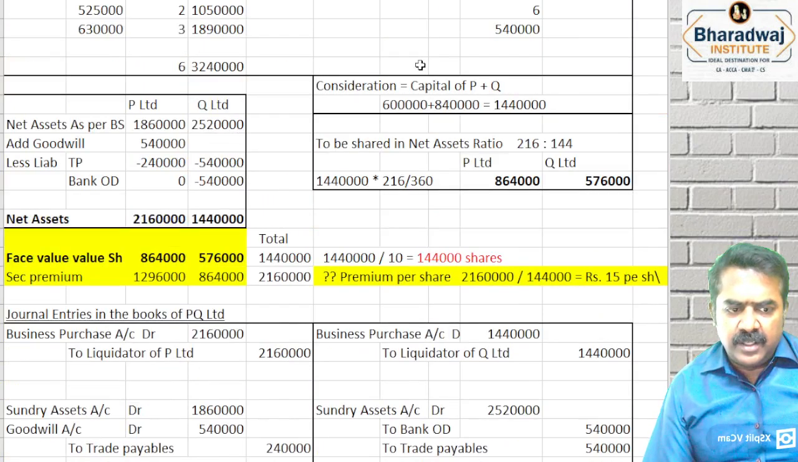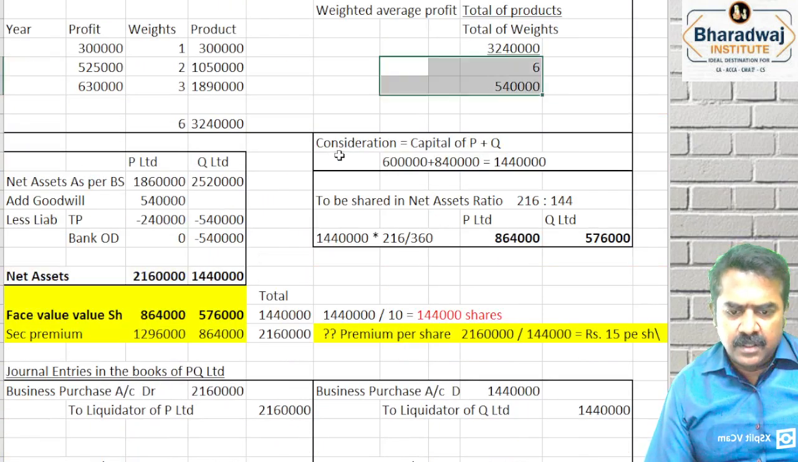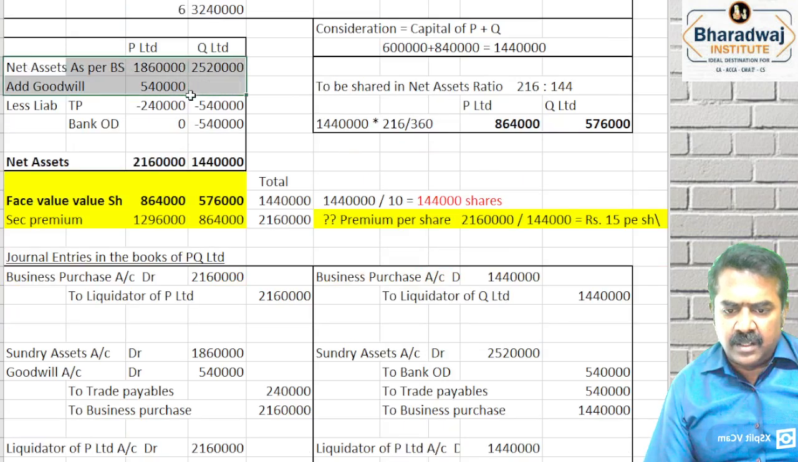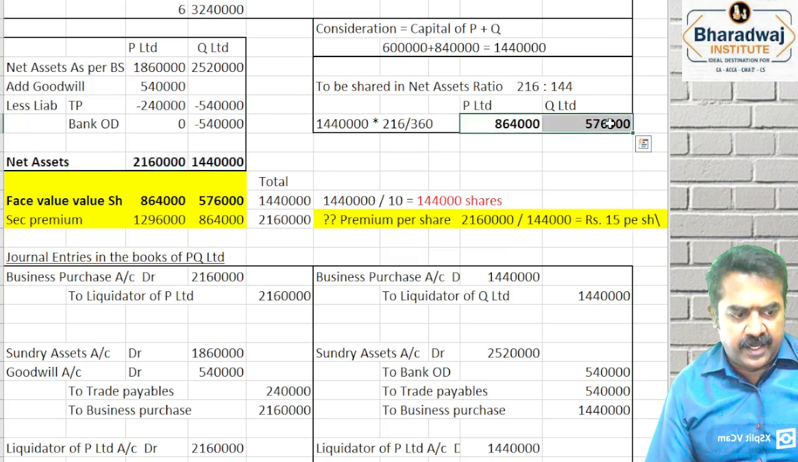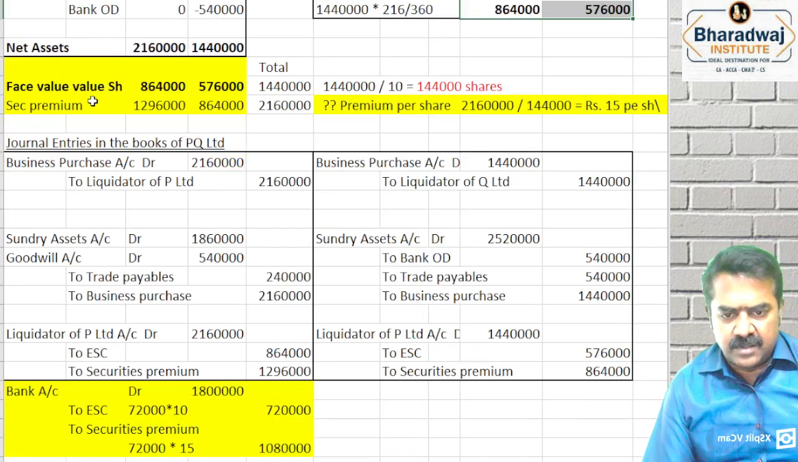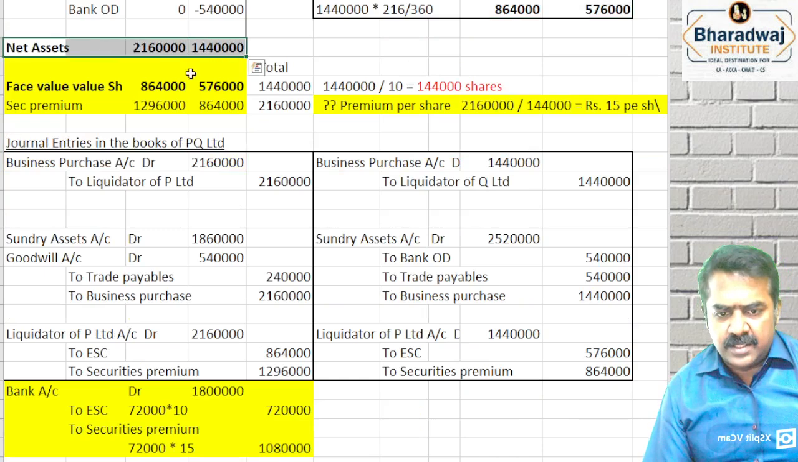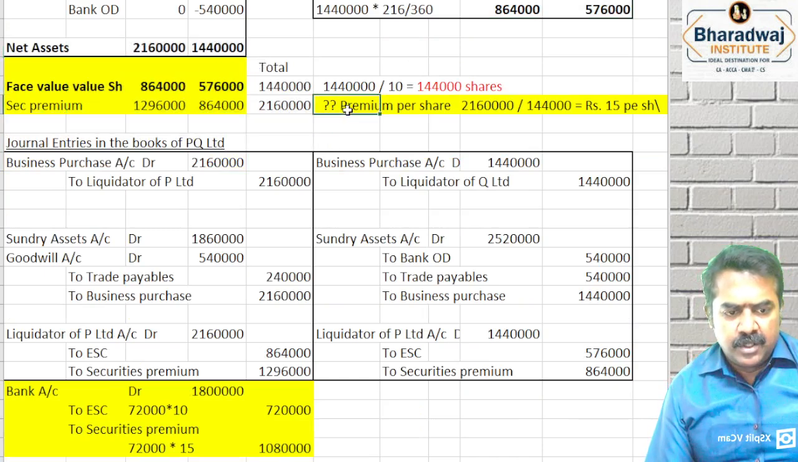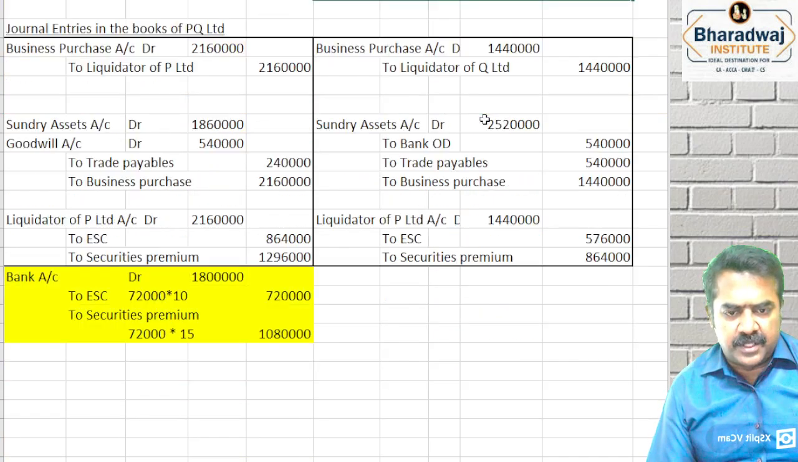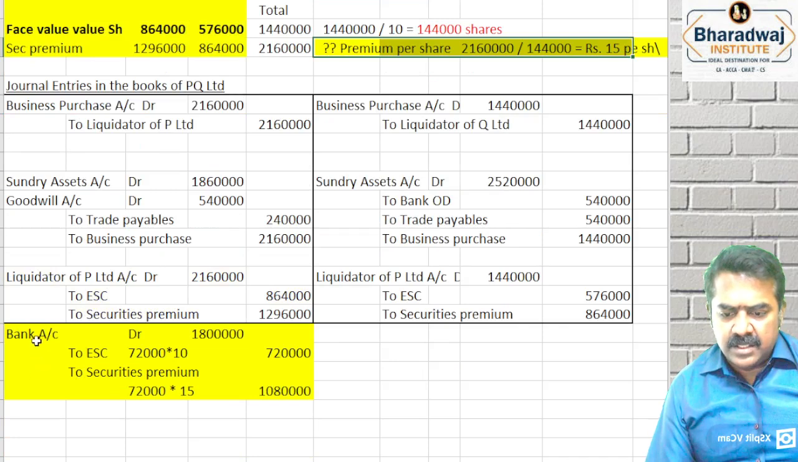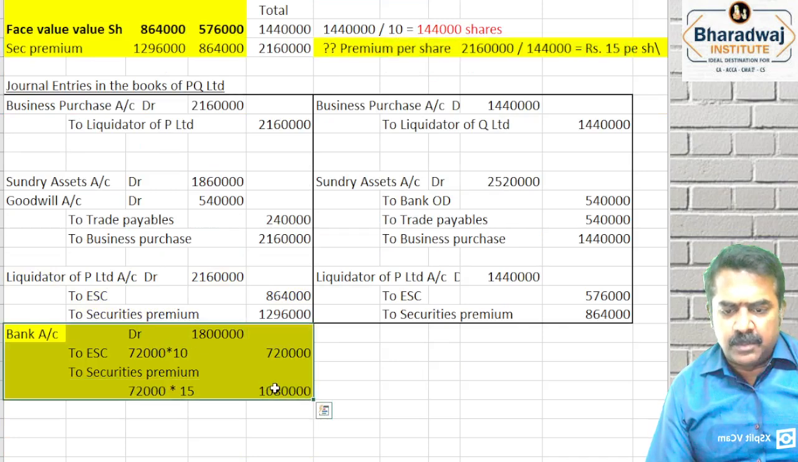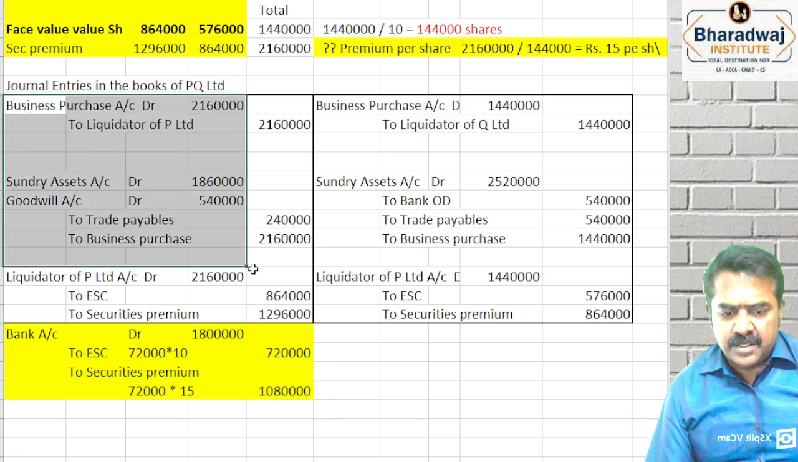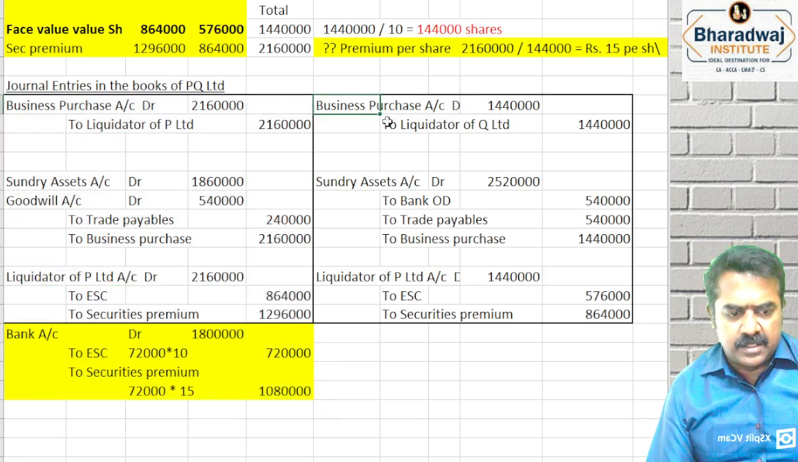We valued goodwill, which is 5,40,000. So including goodwill, we got the net assets. In the proportion of net assets, purchase consideration is shared 8,64,000 and 5,76,000. So net assets, this is the face value of shares. Balance will be securities premium. So for 1,44,000 shares, if it is 21,60,000 means 15 per share. Based on the same premium, we issue the shares in the market. So we passed 3 sets of entries for each company's acquisition.